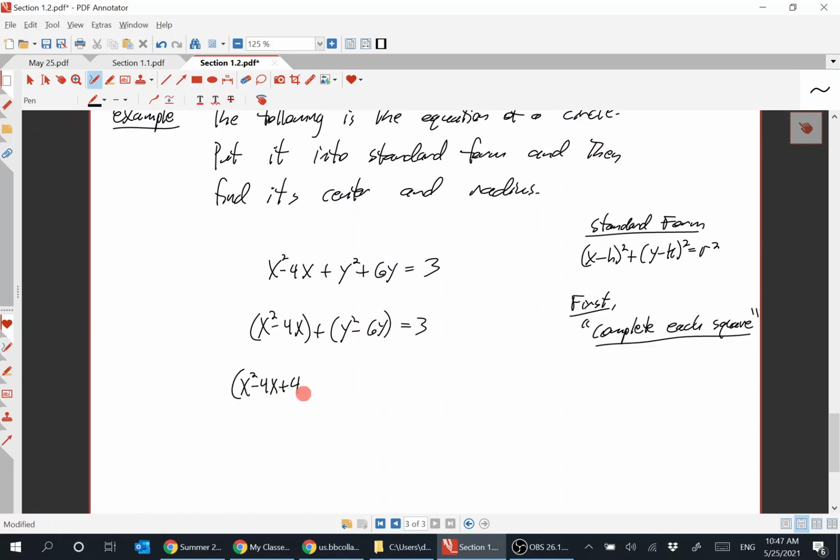is put that number here. Do the same thing here. Take the coefficient of the y. Divide 6 by 2, you get 3. Now square it, and I get 9. Add the 9 here. In order to keep the equation balanced, I got to add the 4 and the 9 to the other side as well.